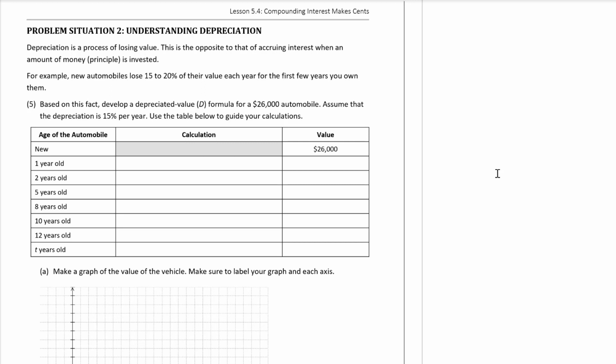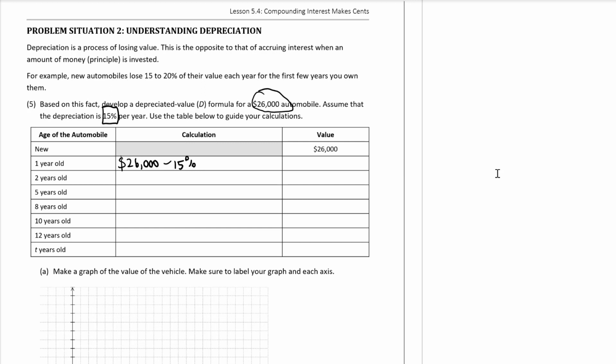So let's look at a car that is worth $26,000 at the start. And let's assume that it depreciates 15% each year. So it's losing 15% each year. Can we do the calculation of how much this car will be worth each year? Let me give you a moment to do the calculation for the first year. Take $26,000 and deduct 15% of its value.